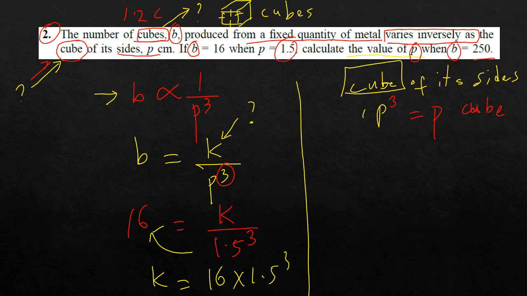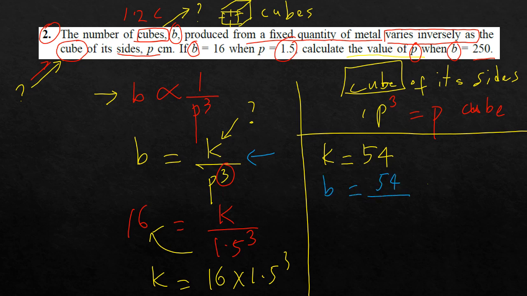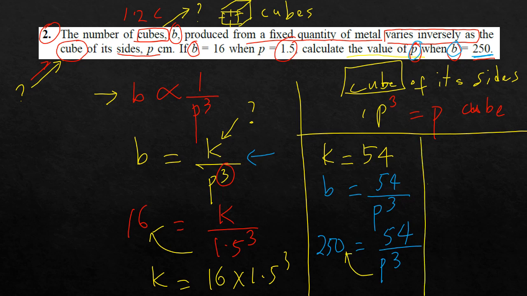Okay, and then what do you get? Your K is 54. Yes, your K is 54. When your K is 54, you substitute back inside this equation. So B will be 54 over P cube. Now you can find your P when your B is 250. You just substitute. Your B is 250, 54 over P cube. And your P cube can go up over there, so 250 P cube.